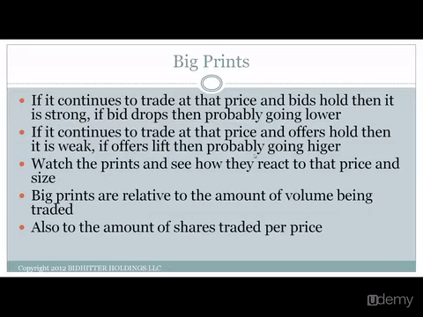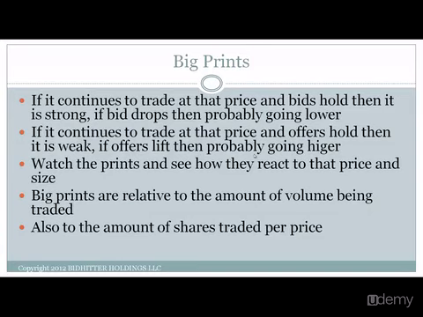You should watch the prints and see how they react to that price and size. Again, you should always keep track of the level, how much volume, and how big that print was, and see what happens to the stock after. See if the offers hold, if the bids hold, if it trades higher or lower.